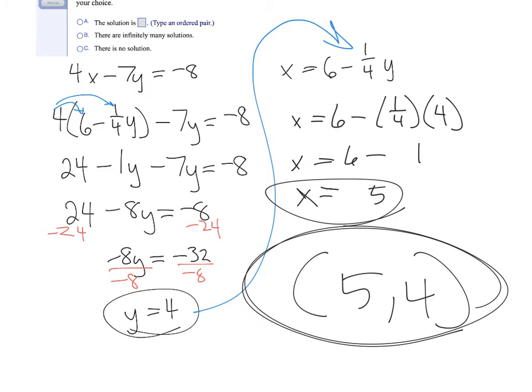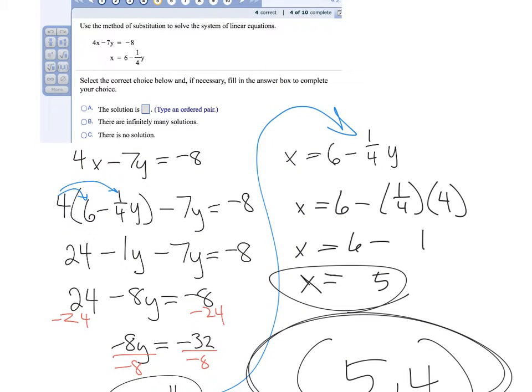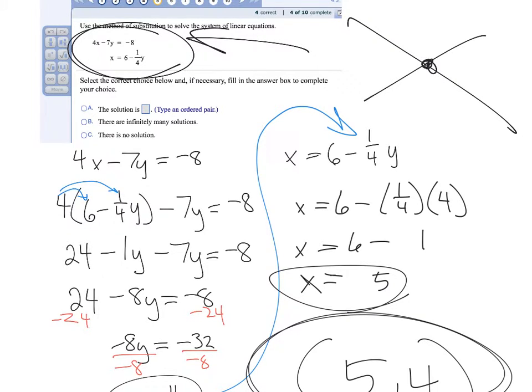So that is where these two lines intersect. And because it's a whole number, Desmos would have been nice on this. You just type in these two equations and then see where the lines cross on Desmos.